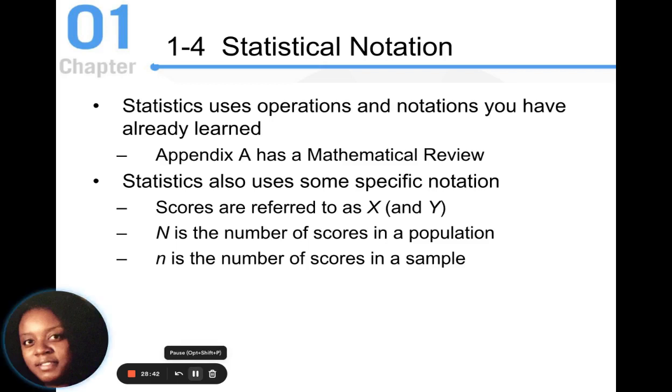For statistical notation, statistics uses operations and notations that you've already learned. And in Appendix A of your textbook, there's a mathematical review of statistical notations. Those statistical notations use scores that often are referred to as X and Y. Uppercase N is the number of scores in the population, whereas lowercase n is the number of scores in a sample.